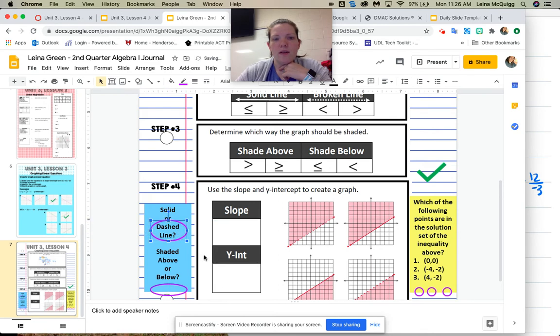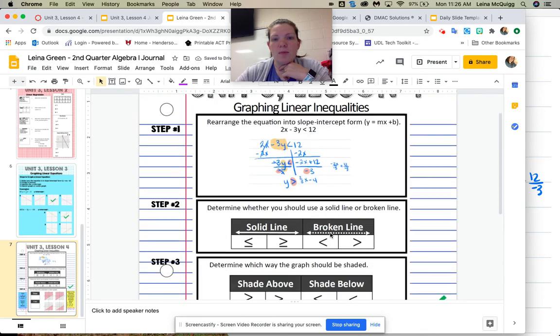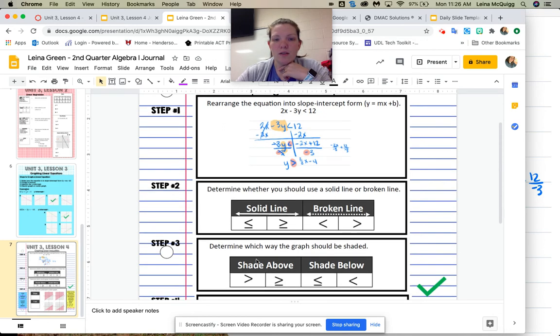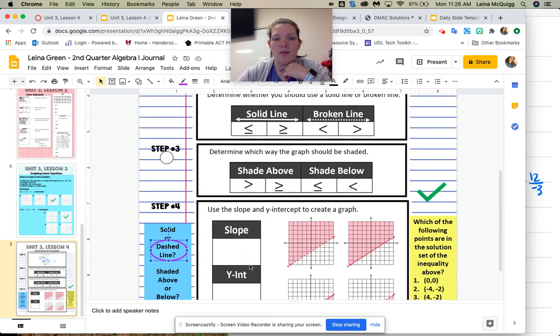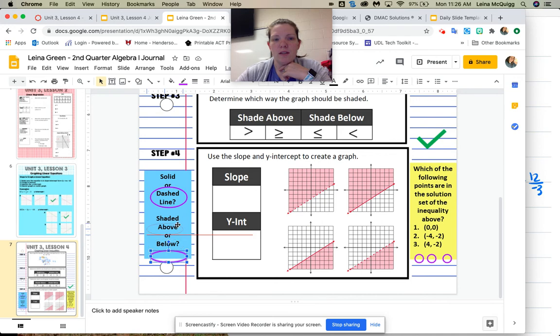Okay, and then is it shaded above or below? Well, it's greater than, so it's shaded above. So I'm going to take this and circle above. So we're looking at a graph that has a dashed line, so we're down to just these two, and it has to be shaded above. So I'm looking at this graph right here. That's got to be my option, okay?